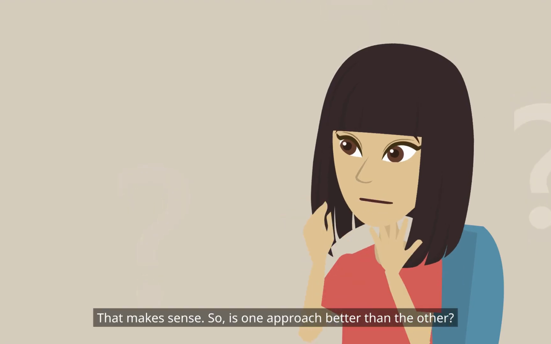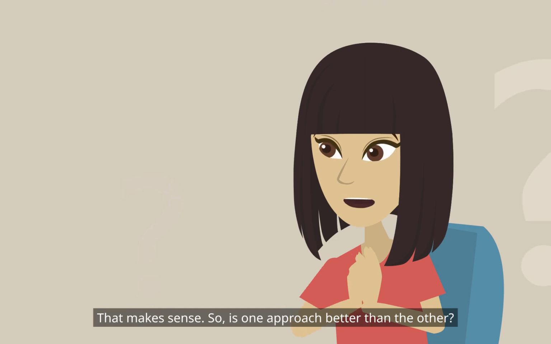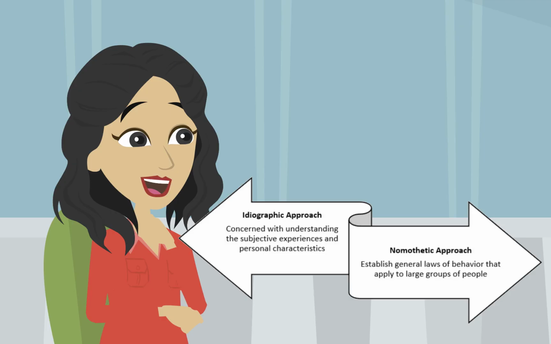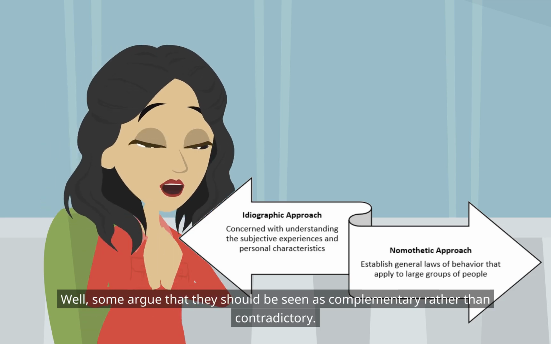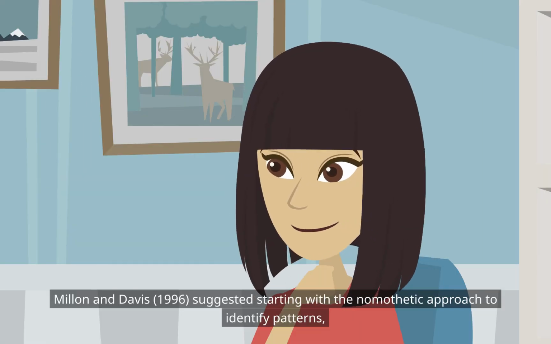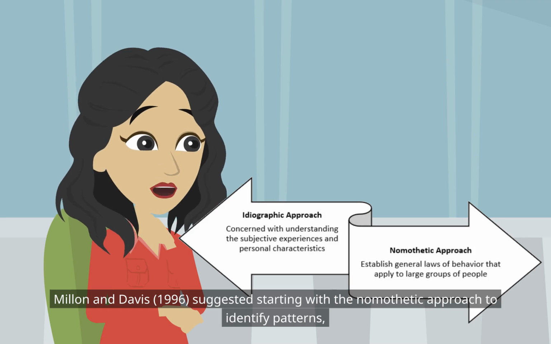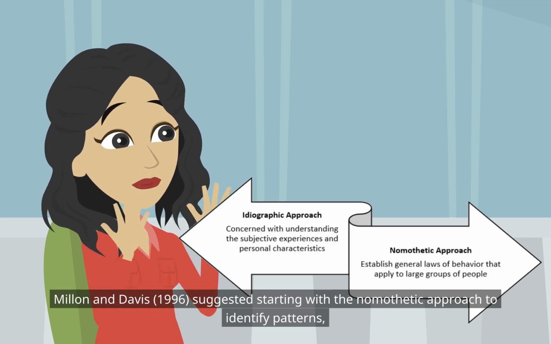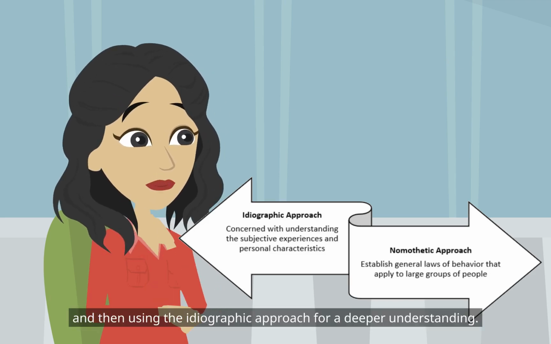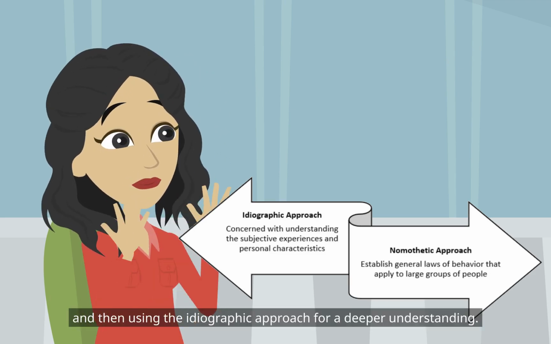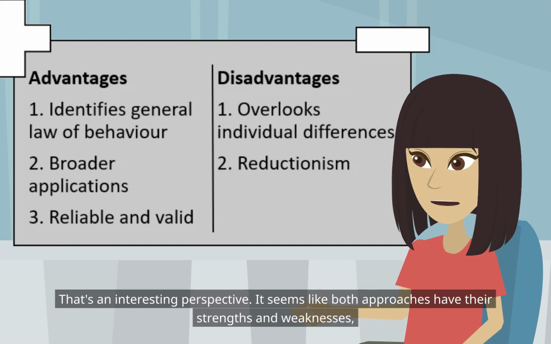That makes sense. So, is one approach better than the other? Well, some argue that they should be seen as complementary rather than contradictory. Millen and Davis, 1996, suggested starting with the Nomothetic approach to identify patterns, and then using the Idiographic approach for a deeper understanding. That's an interesting perspective.